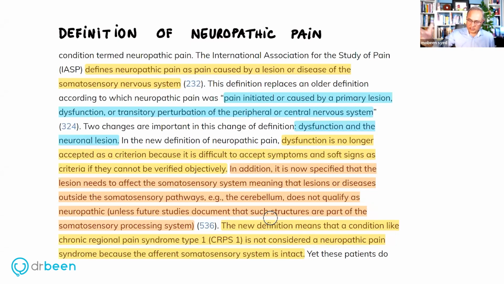With the recent COVID pandemic, we could see the symptoms of this CRPS to be actually more systemic in some patients as well. But anyways, because for the CRPS no exact location or area or tissue damage is known, this syndrome is excluded from neuropathic pain. So, for example, the new definition means that a condition like chronic regional pain syndrome type 1 is not considered a neuropathic pain syndrome because the affected somatosensory system is intact. So, this is the definition. Definition is pain caused by a lesion or disease of the somatosensory nervous system.